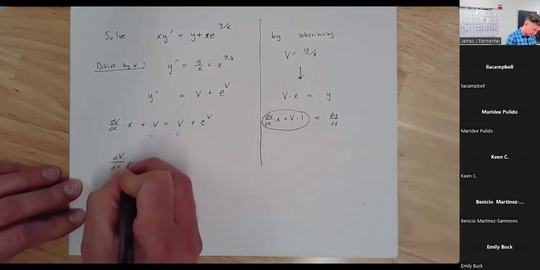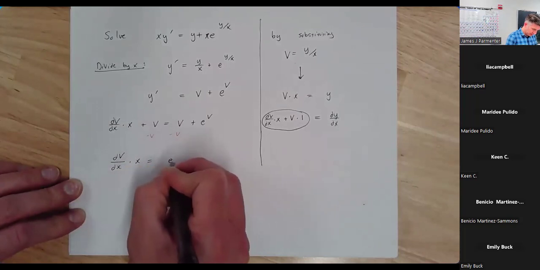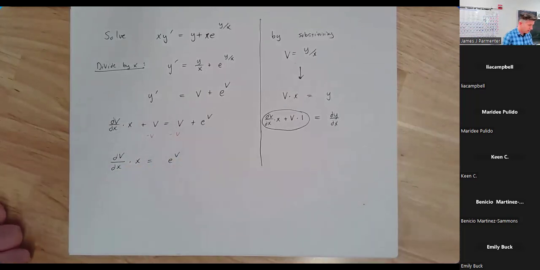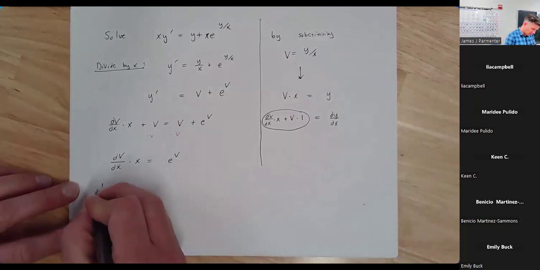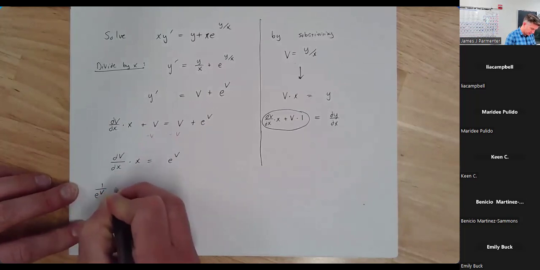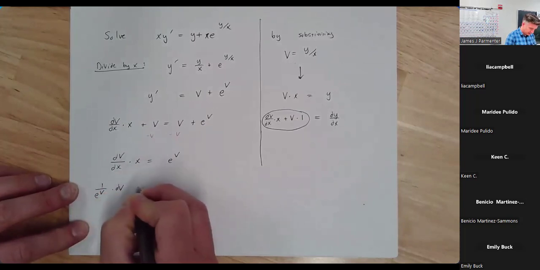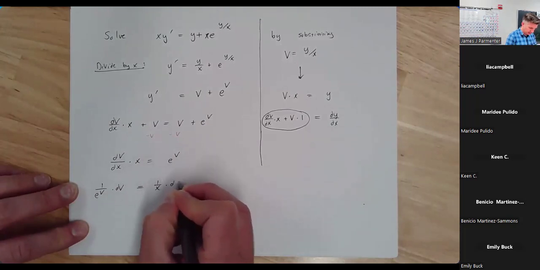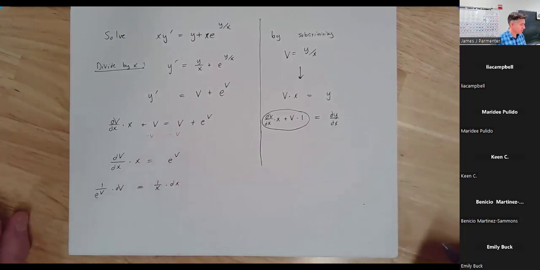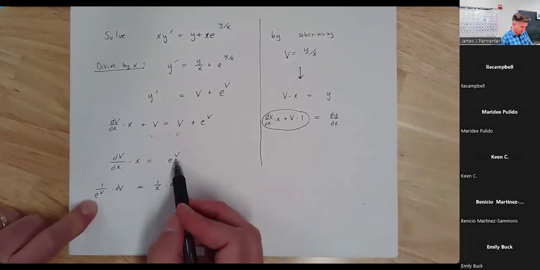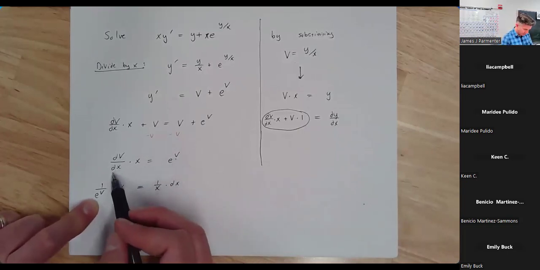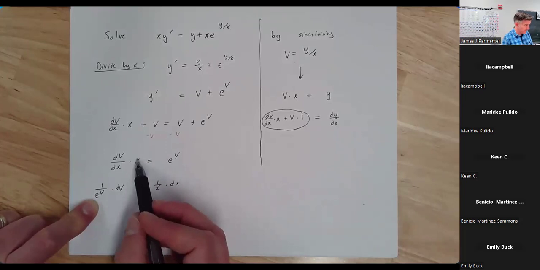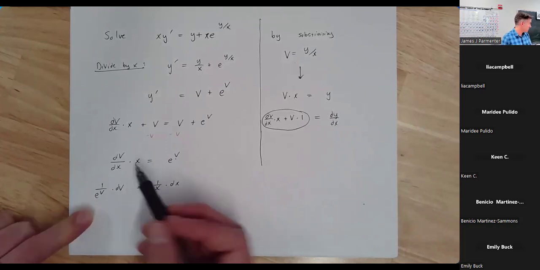dv dx times x is equal to e to the v. I'm bringing the v's to the left, the x's to the right. So I'm going to have a 1 over e to the v times dv equal to a 1 over x times dx. So to get this over here, I divided by e to the v. To get the dx over there, I multiply by dx. To get the 1 over x, I divided or multiplied both sides by 1 over x.